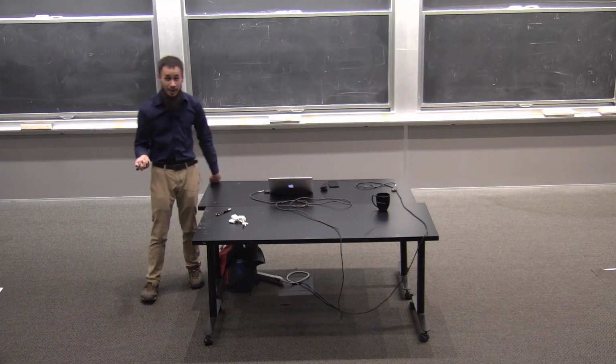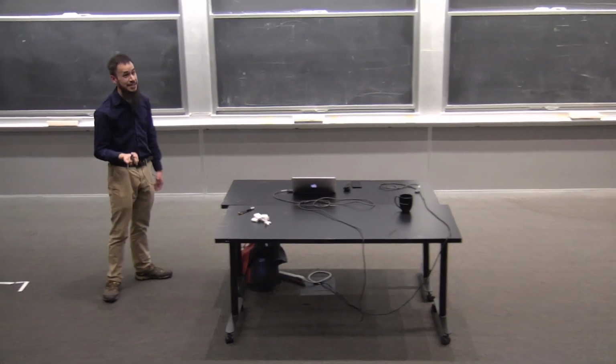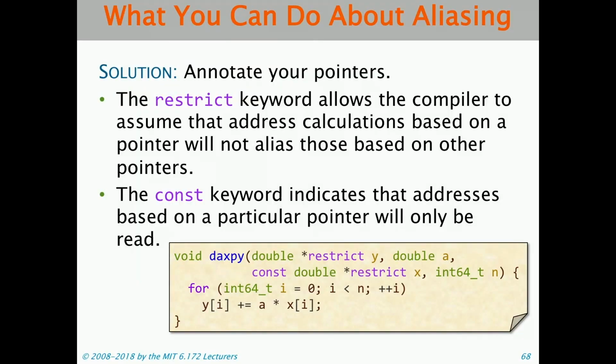Now, what can you do as a programmer to avoid these issues with memory aliasing? Always annotate your pointers, kids. The restrict keyword you've seen before tells the compiler address calculations based off this pointer won't alias with address calculations based off other pointers. The const keyword provides a little more information. It says these addresses will only be read from. They won't be written to. And that can enable a lot more compiler optimizations.